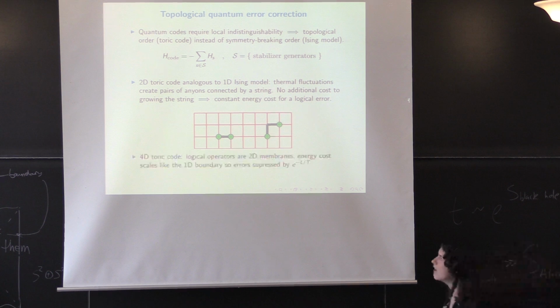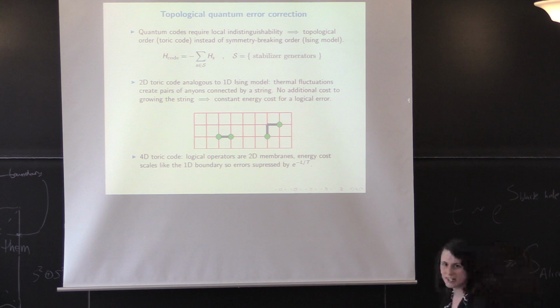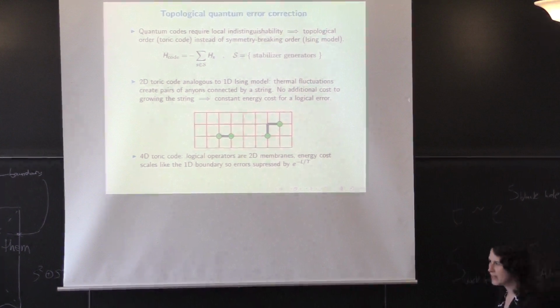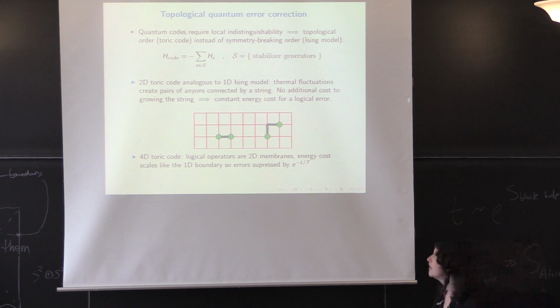The quantum analog of the stable 2D Ising model is the 4D toric code. In this model, the logical operators are two-dimensional membranes, everything is doubled in dimension. And then the energy cost scales as the 1D boundary of those membranes. So the errors are now suppressed by an exponentially small Boltzmann factor, because you get the macroscopic size divided by some constant temperature. This argument about the energy barriers is, I would say, almost not necessary or sufficient. It's more of an intuitive argument that people have used in the past to justify these self-correcting models.